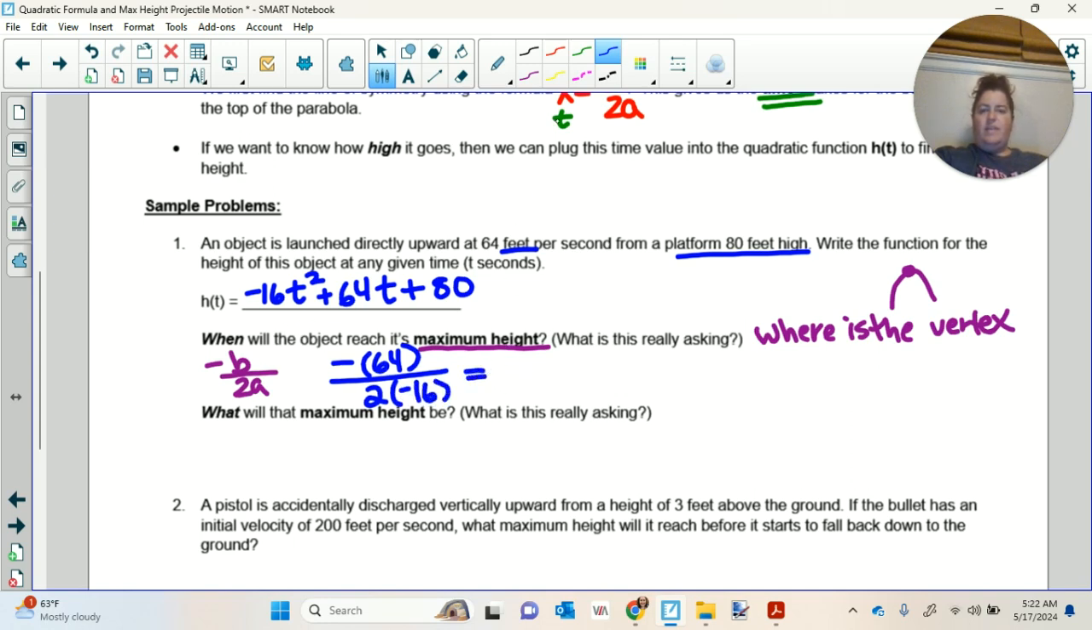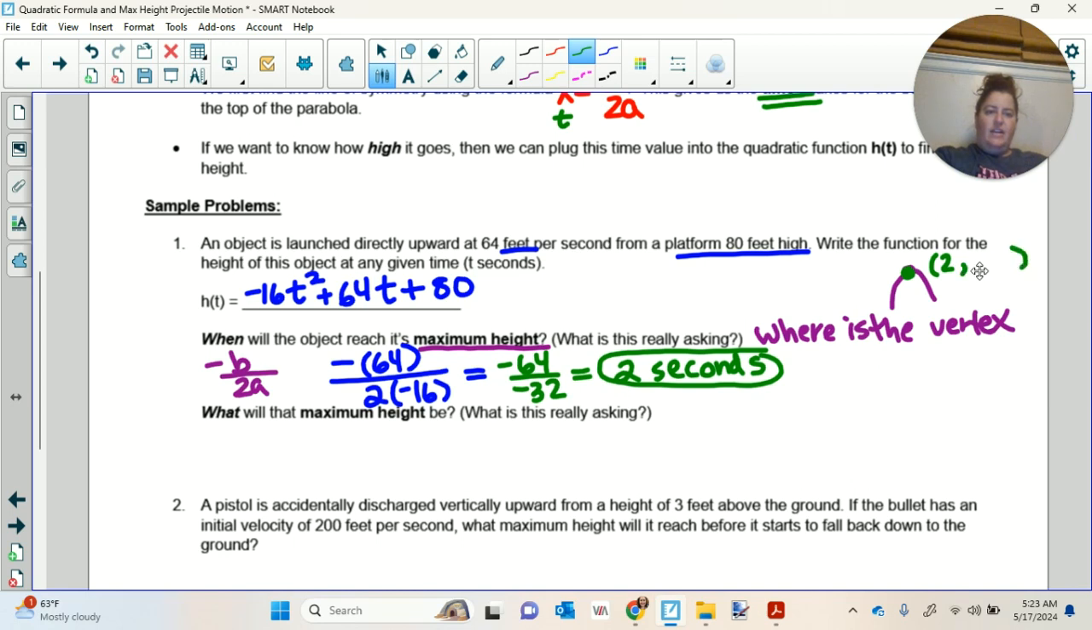Well, what that means is my top would be negative 64 and my bottom would be negative 32. Negative 64 divided by negative 32 means that it takes 2 seconds for that ball, or in this case it says object, doesn't say a ball, but it would take 2 seconds for that object to reach this highest point up here. But again, that's only the first part of that vertex point.